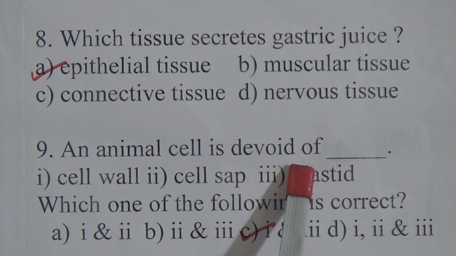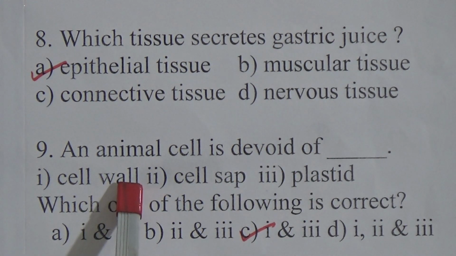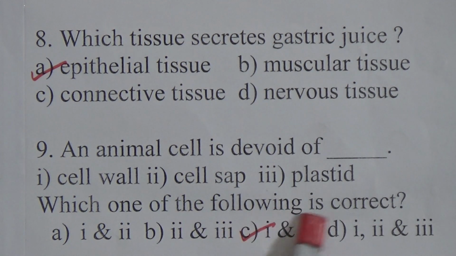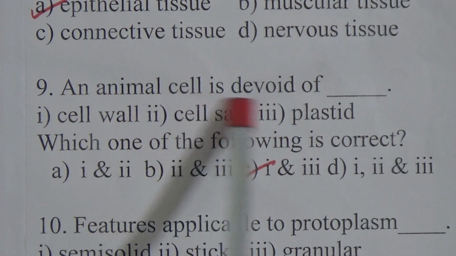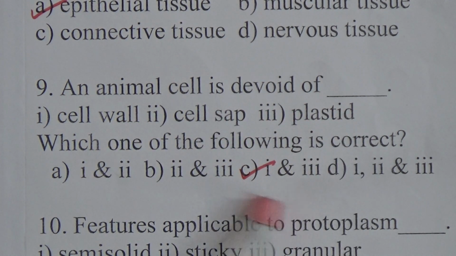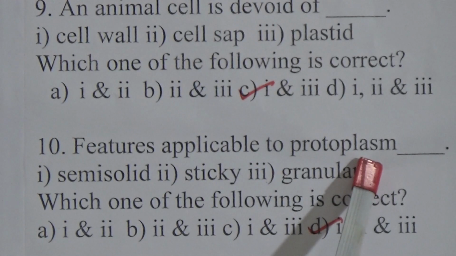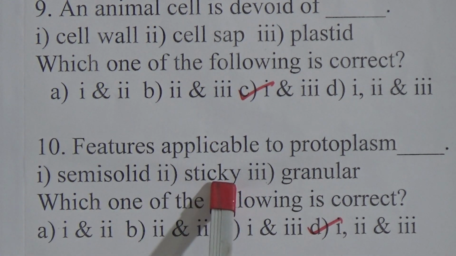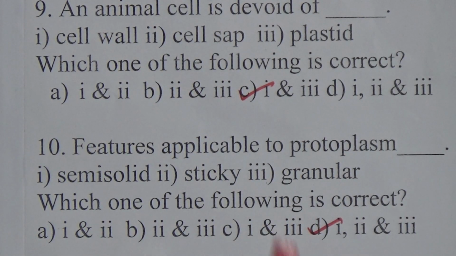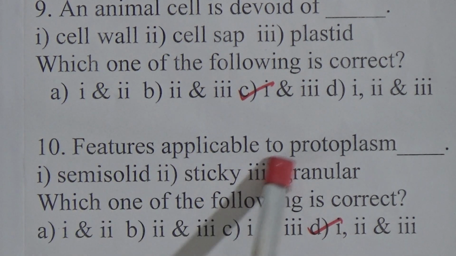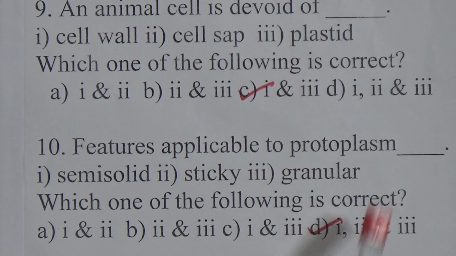Now, nine number. An animal cell is devoid of. Option one is cell wall, two cell sap, three plastid. Which one of the following is correct? The answer will be C number, that means options one and three. That means an animal cell is devoid of cell wall and plastid. So C number is the answer. Now, ten number, features applicable to protoplasm. Options are semi-solid, sticky and granular. Which one of the following is correct? The answer is D number, that means the features applicable to protoplasm are semi-solid, sticky and granular. So D number is the correct answer.